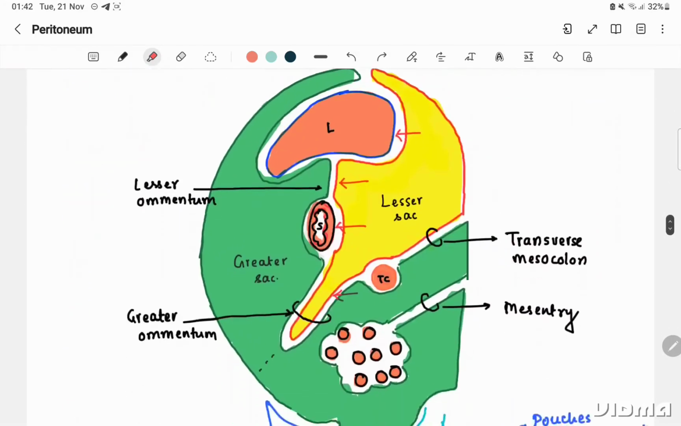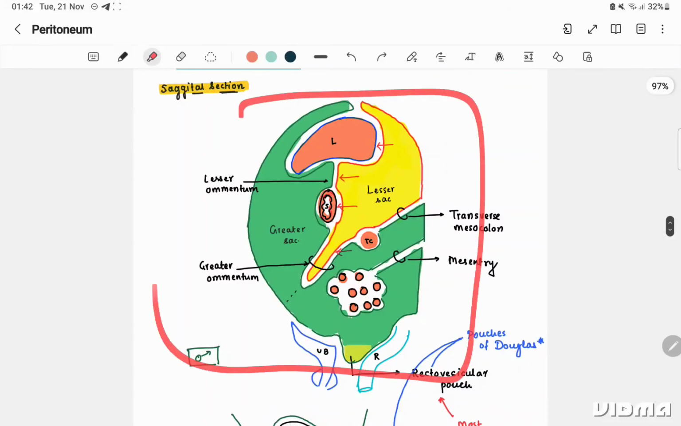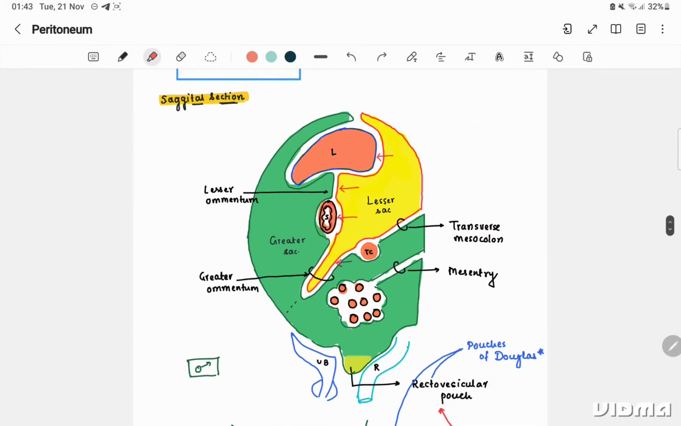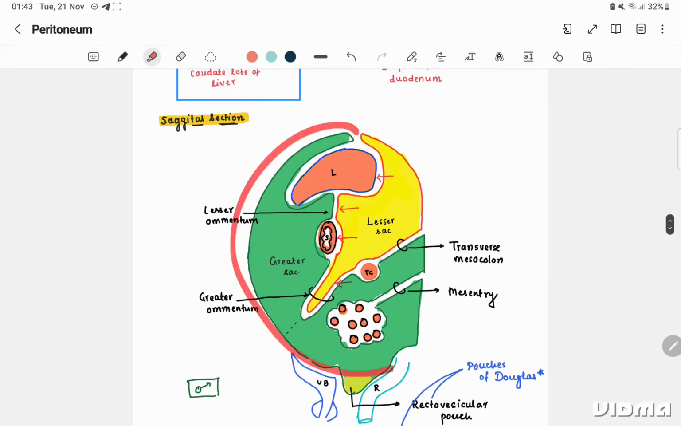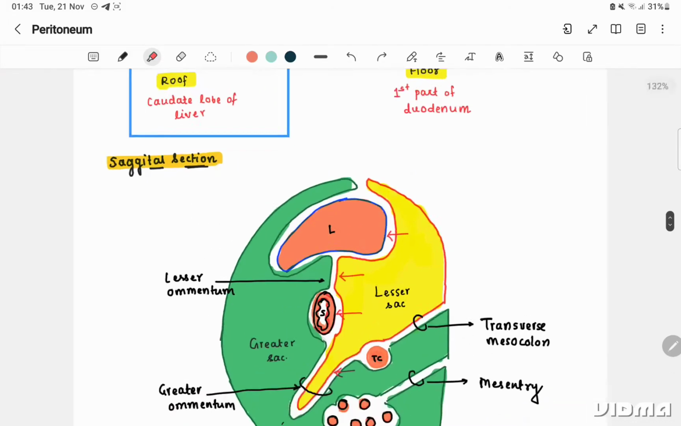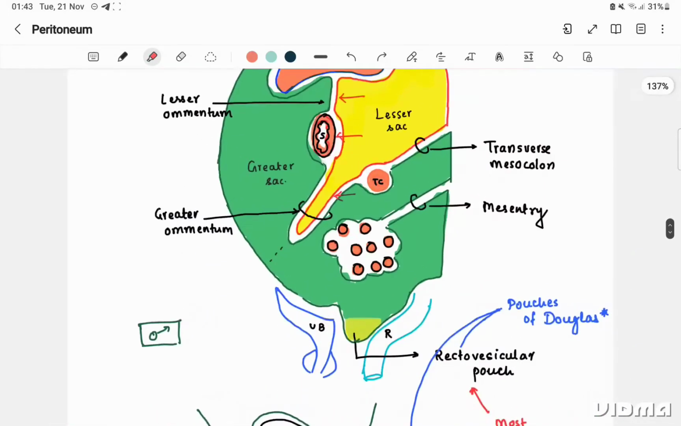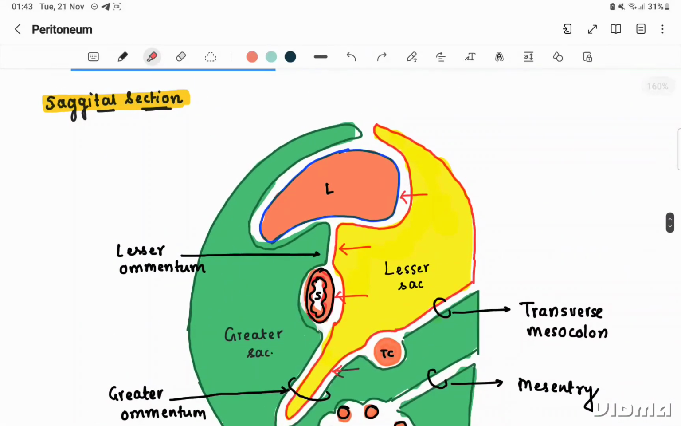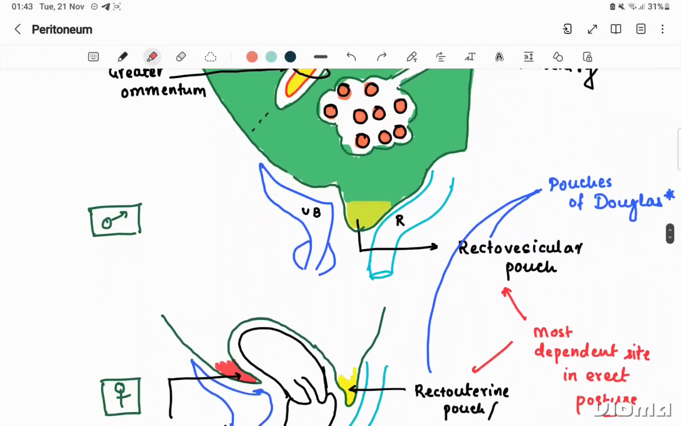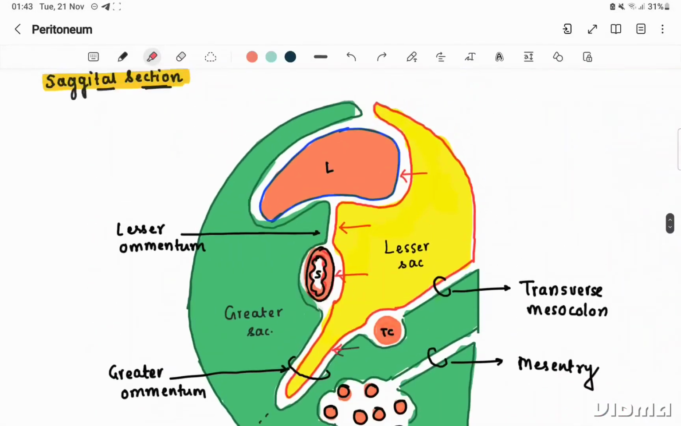Let's now discuss the sagittal section. We have taken a sagittal section from the side, and we are seeing the urinary bladder at the front and the rectum at the back. We have the liver, the stomach, the transverse colon, and the small intestine, the loops of which are cut. It will appear something like this. Let's discuss your greater sac and your lesser sac in this section, and we'll also talk about the rectouterine pouch or your rectovesical pouch.